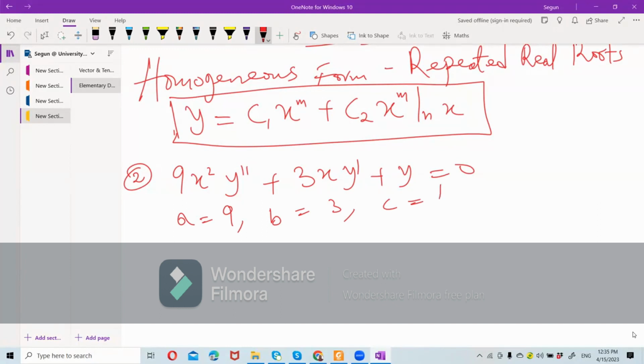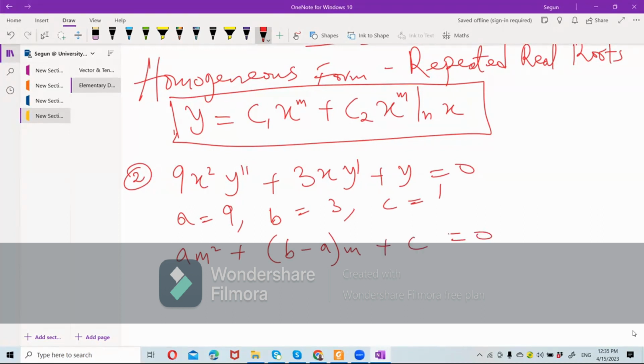Now, go back to your equation. A m squared plus (B minus A)m plus C equals to 0. So A is 9. What is 9m squared plus our B is 3 minus 9.